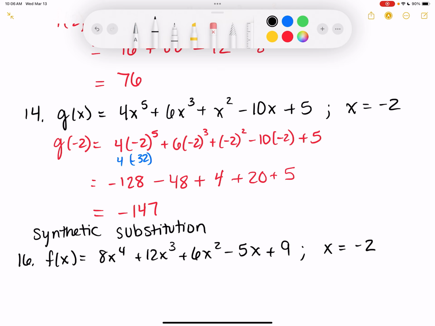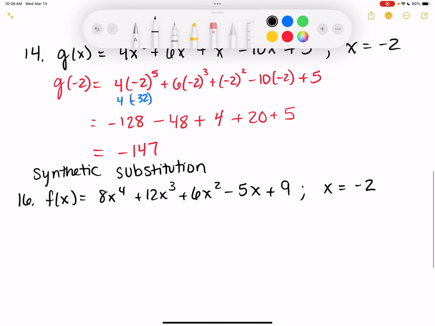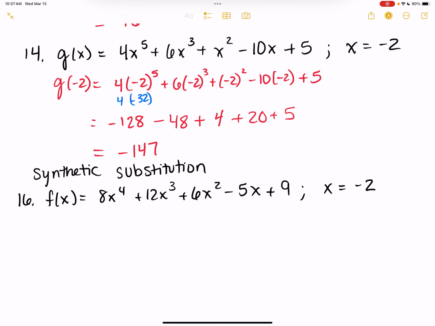So a couple key things about synthetic substitution. It's got to be written in standard form, meaning descending order. If any term is missing, so let's say we didn't have this 12x cubed term, we have to put in a 0x cubed, otherwise your answer is going to end up being wrong. So this one has all the terms. It's 4, 3, 2, 1, and 0. If the constant term is missing, you've got to throw in a 0 for the constant term.